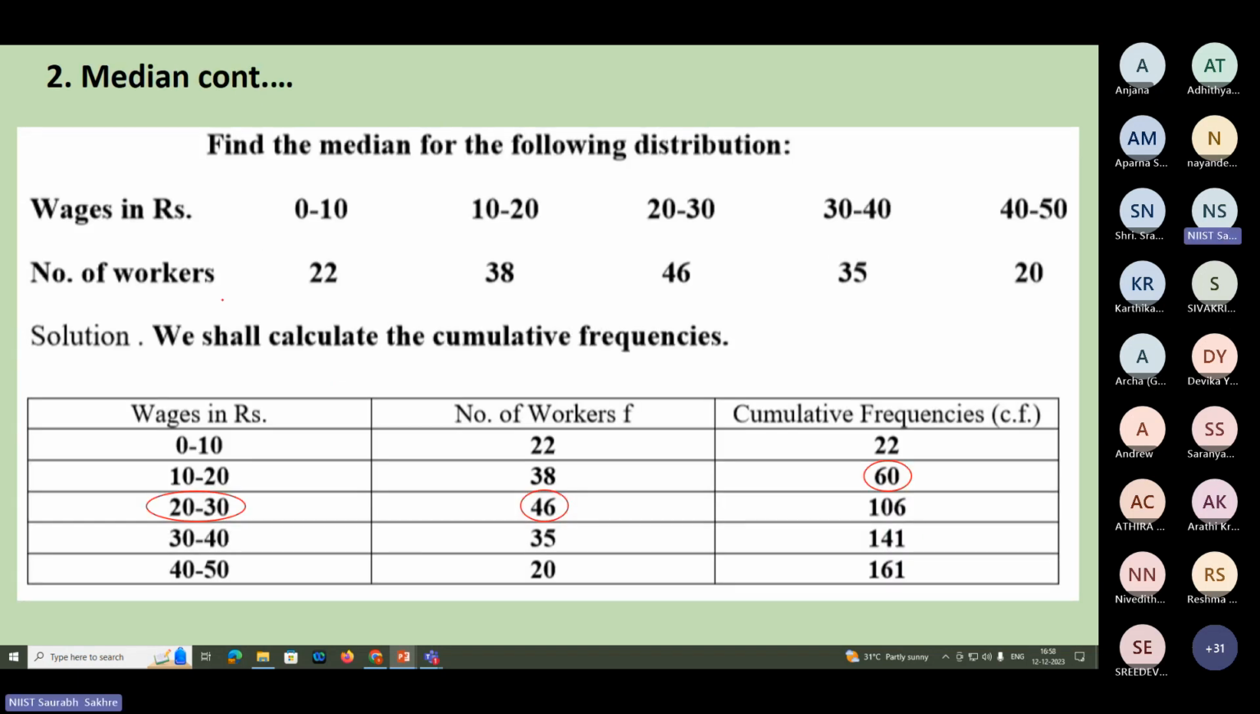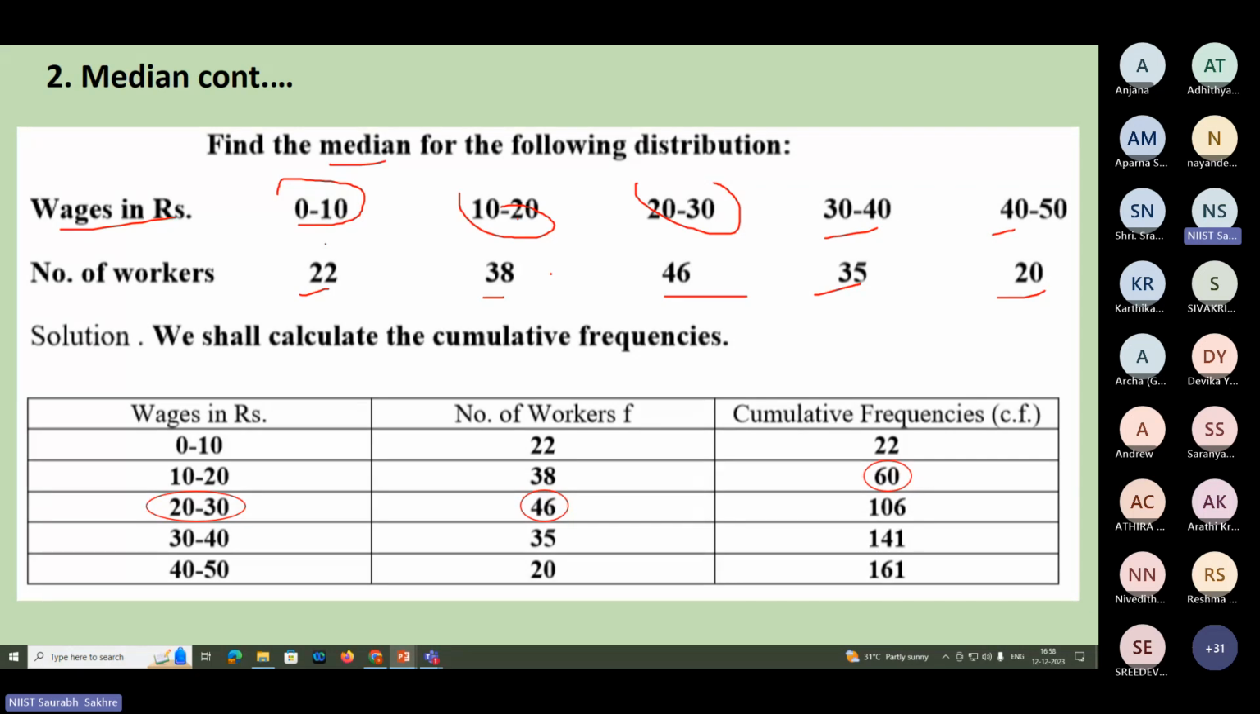Now, question. Find the median for the following distribution. So there is one row in which it is given wages in rupees. 0 to 10 rupees, 10 to 20, 20 to 30, 30 to 40, and 40 to 50. And in that wage, number of workers. There are 22, 38, 46, 35, 20. Actually, the example I have taken from an old book. That's why 10 rupees was more that time. So just bear with it. So 0 to 10, number of workers 22, 10 to 20, 38 and all.